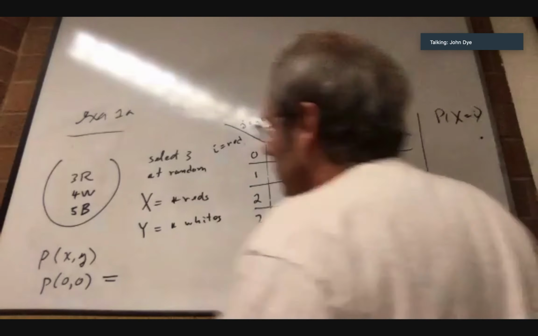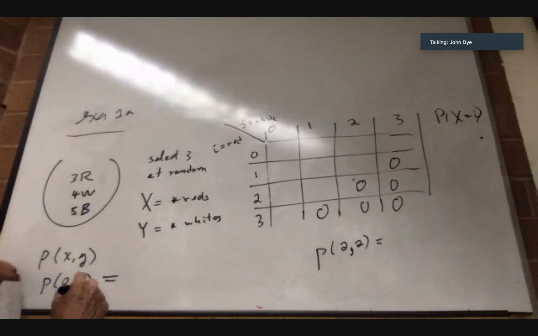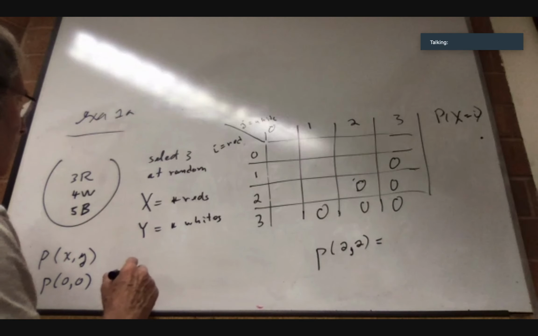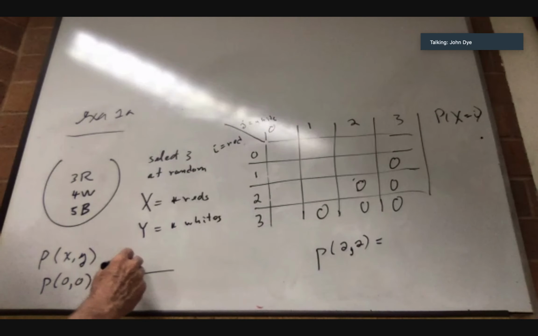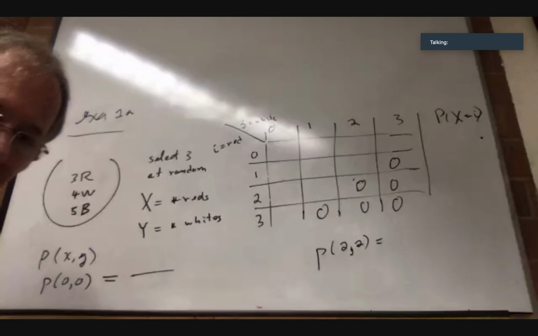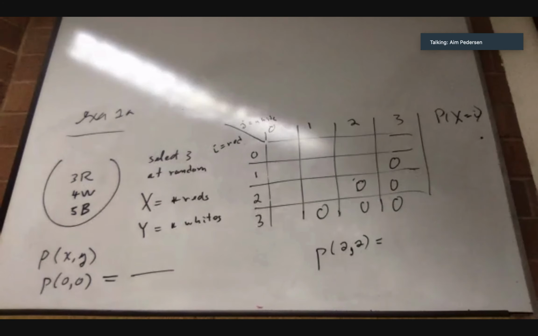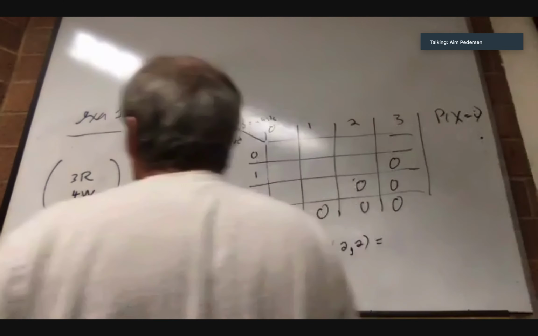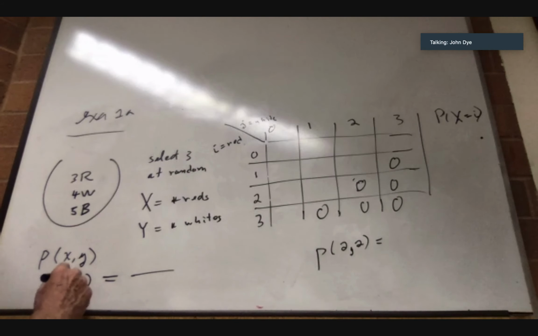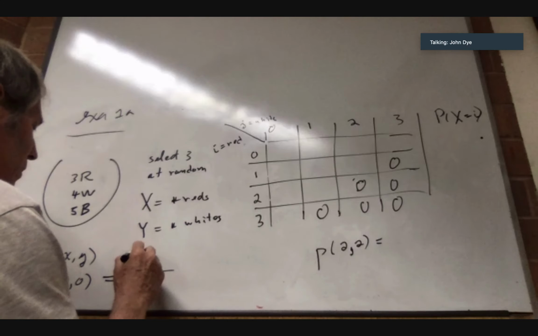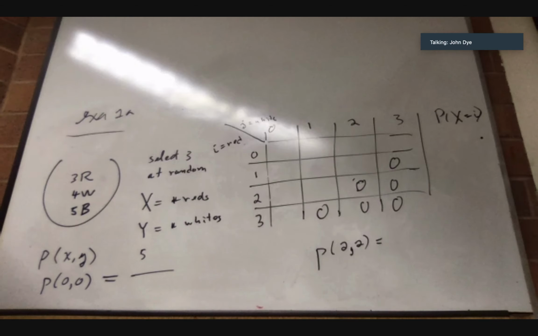So what about 0, 0? What's the probability that I get 0 reds and 0 whites? That's the same as getting 3 blues. So how many ways? This is all we have to calculate. Oh God, I'm bad at this. We haven't done it for a while. So this would be the number of ways to get no reds and whites. So it's all blues. There are 5 blues to choose from.